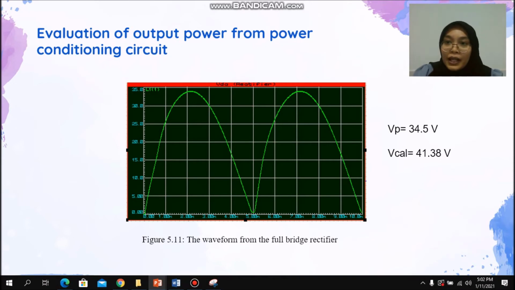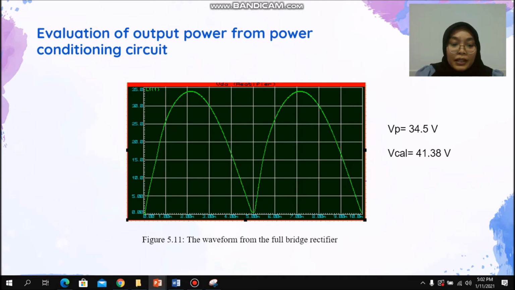Okay, I can explain that most electronic equipment is on a direct current basis. So, in order to utilize the AC voltage generated from the PCT array model, this rectification process needs to be considered. The highest value is 34.5 volts.